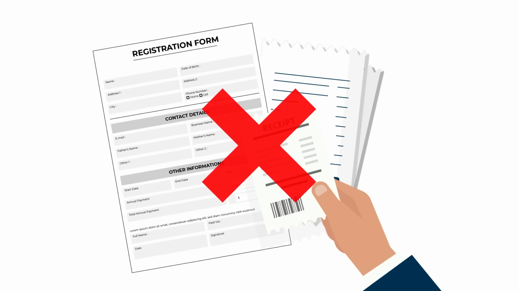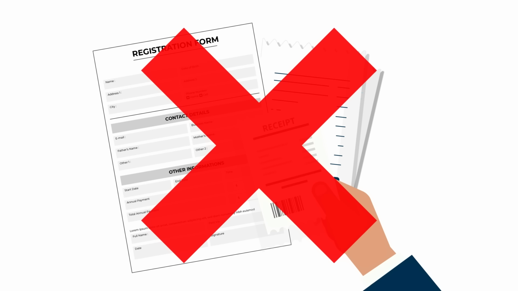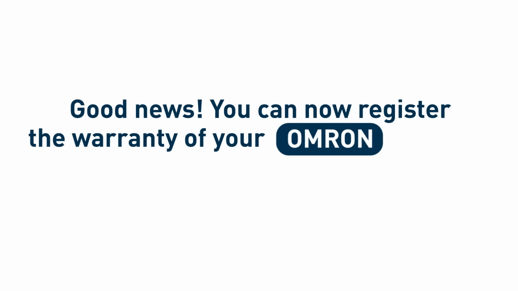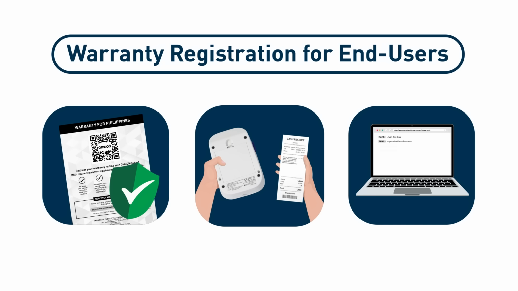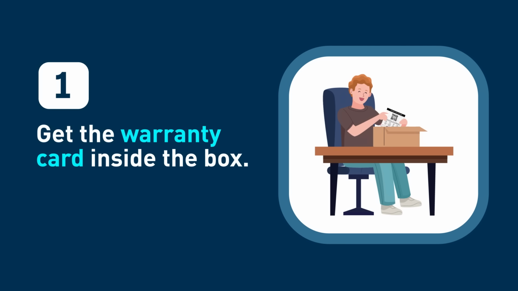Avoid the hassle of keeping manual forms and receipts because you can now register the warranty of your Omron products online. Simply follow these steps and process your online warranty registration. First, get the warranty card inside your Omron products box.